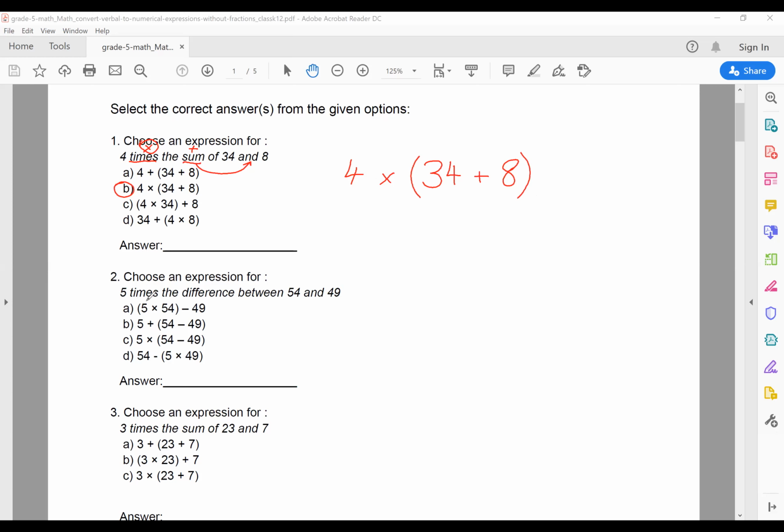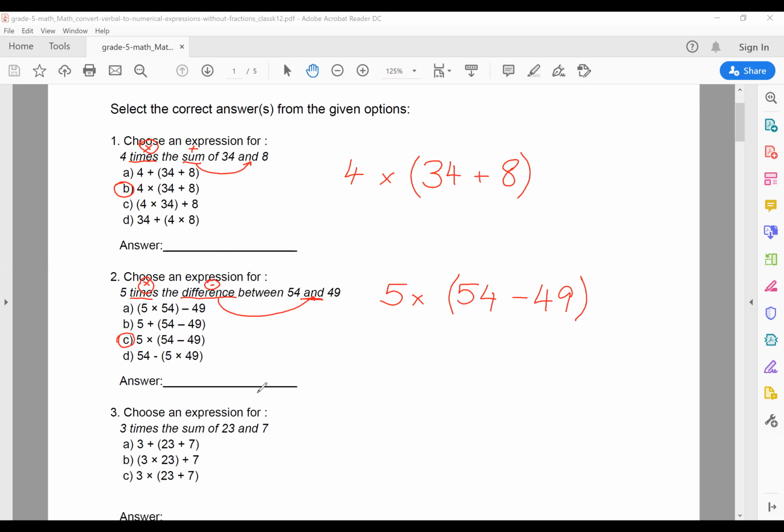Question 2, 5 times, so times is multiplication, the difference, which means minus, between 54 and 49. So again, 5 times 54 minus 49. It's very important to put the parentheses in order to show what I am supposed to start with. So I should add the parentheses around the 54 and the 49, and my option would be C.